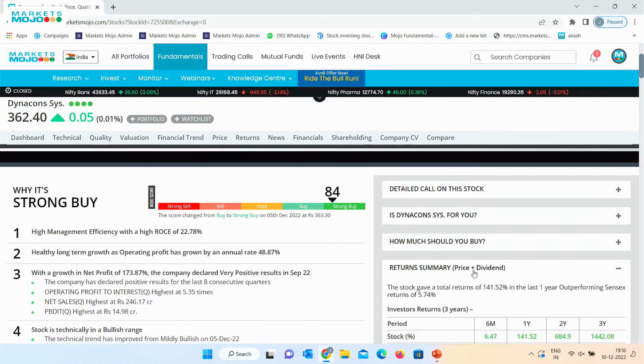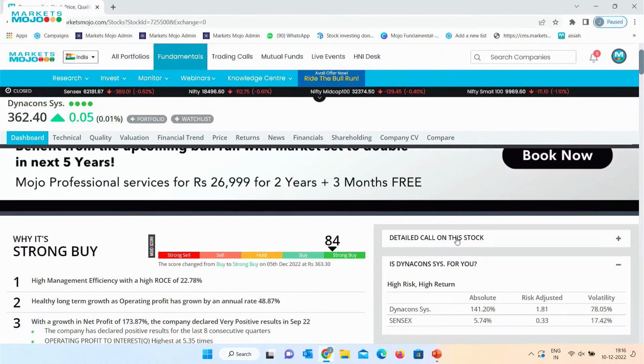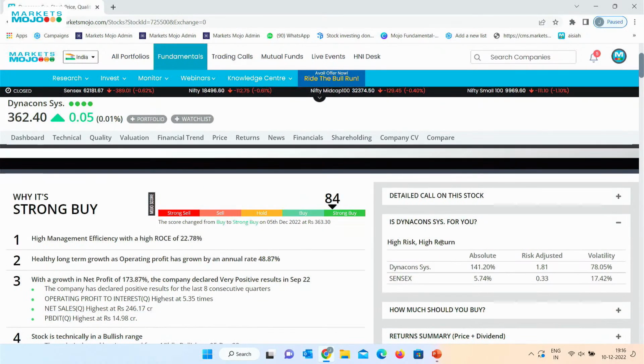Okay, so you can look at the return summary. Is the stock for you? High risk, high return, as I said. So if you're investing in this company, understand it's a micro cap, and if you can stomach that risk, then you can go ahead with this particular one compared to the previous one.